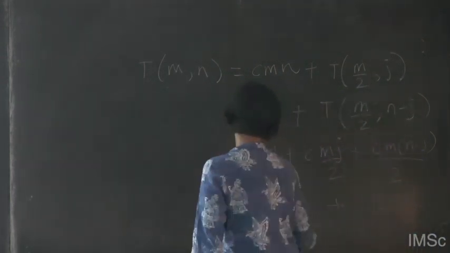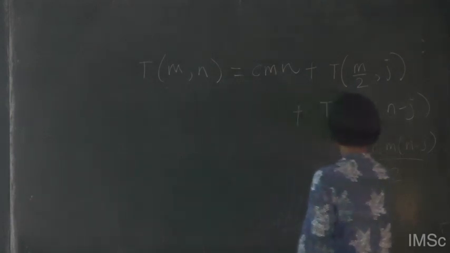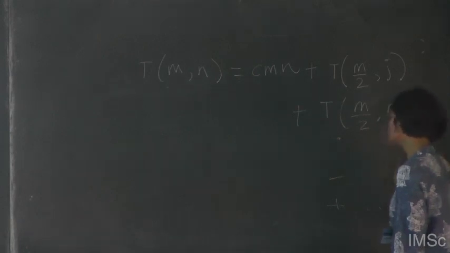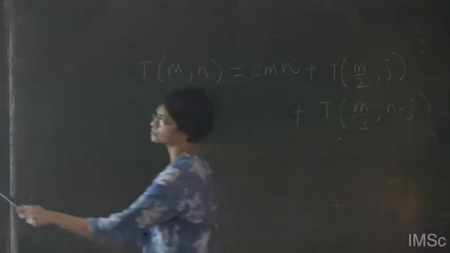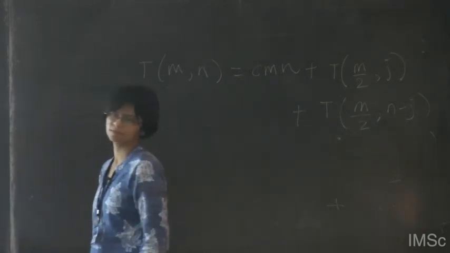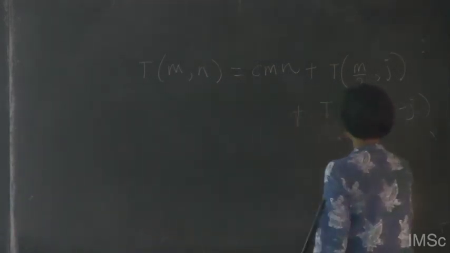How can we encounter the problem if m is odd? If m is odd, then you take the floor. You always take the floor. Just decide. Approximately it will be half.